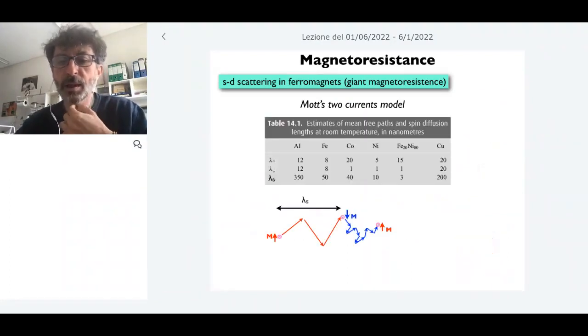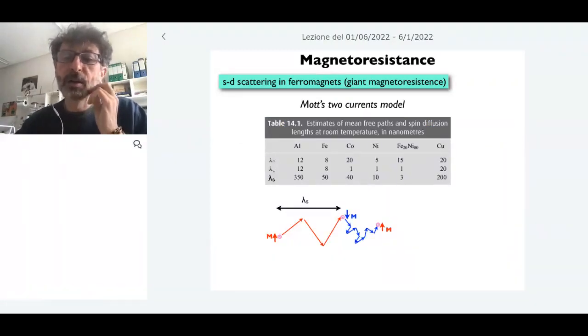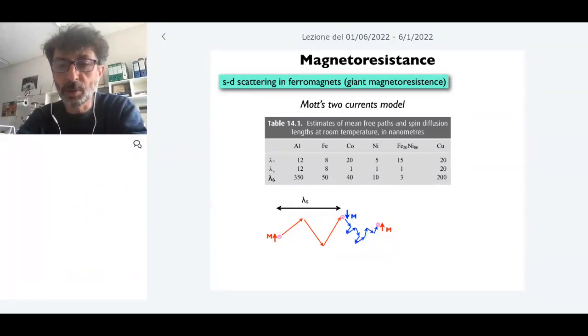And let's proceed. There are measured values for the mean free path of majority and minority electrons. These are all given in nanometers. So, for example, aluminum and copper are not magnetic. The lambda S, the spin diffusion length, is in both cases much larger than the mean free path, and the mean free paths are those shown there.